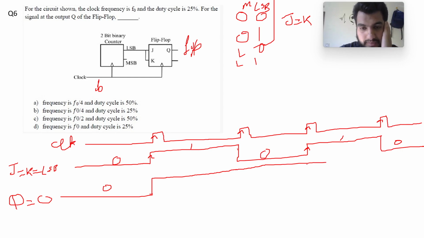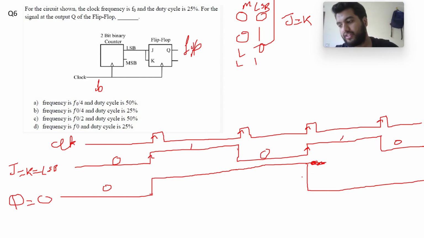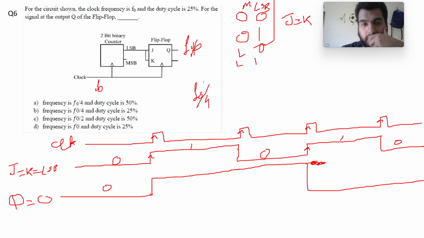And here my output is changing, so let me just erase here. It's changing from J equal to K equal to 0 to J equal to K equal to 1. So it will change like here. So what was initially f0, my output frequency will be f0 by 4, and it will have a duty cycle of 50%.